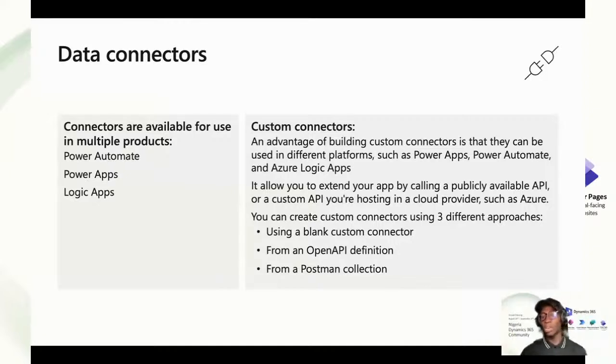Some of the features: you have different ways to create a connector. You can create a blank custom connector. You can export an OpenAPI definition, like a Swagger document, import that, and generate the custom connector out of it. Maybe you already have your Swagger documentation. You can easily drop that on the custom connector and it generates it for you automatically.